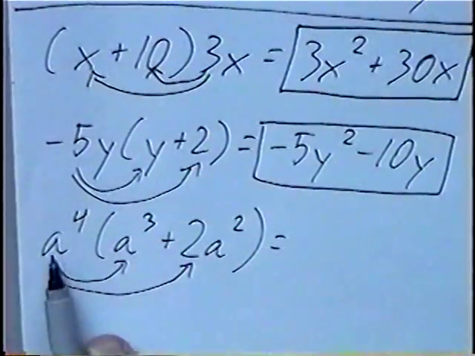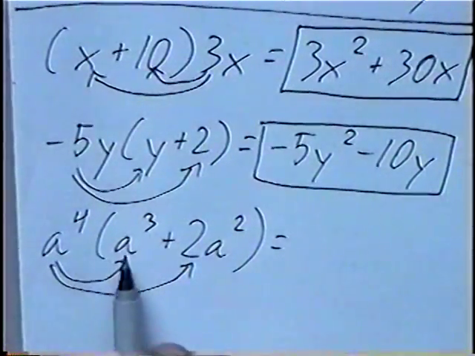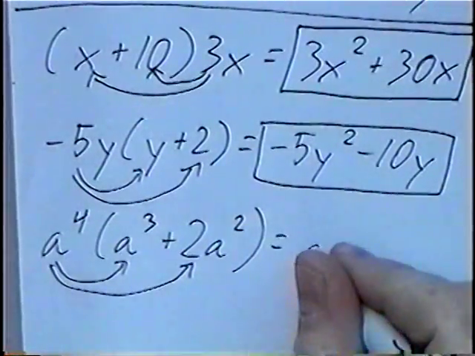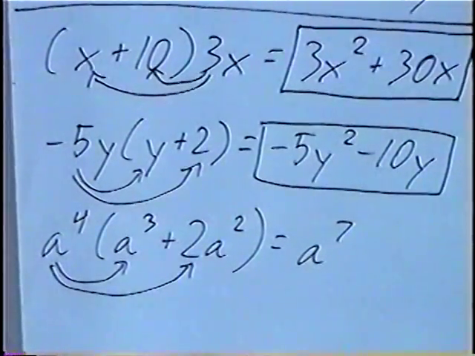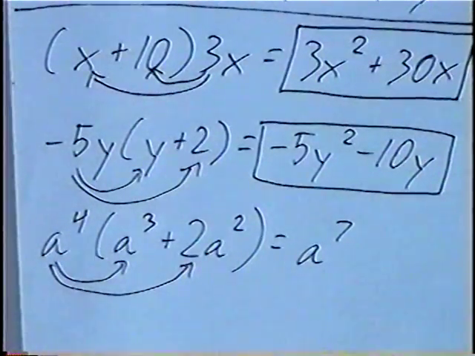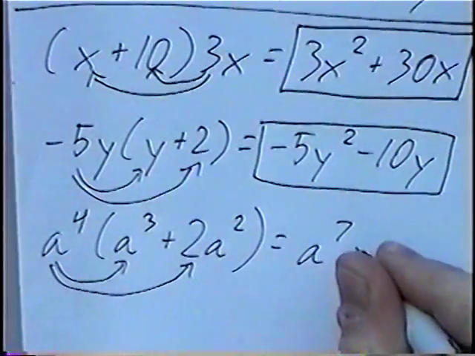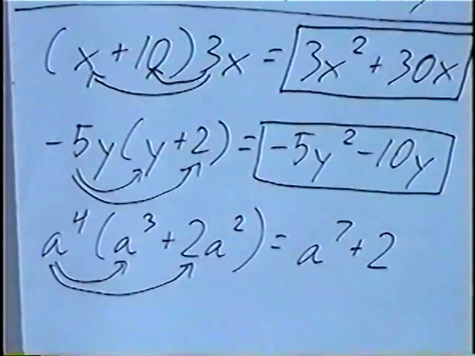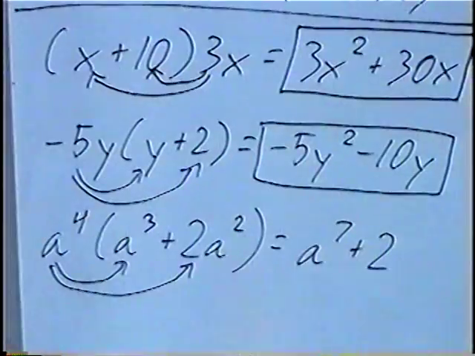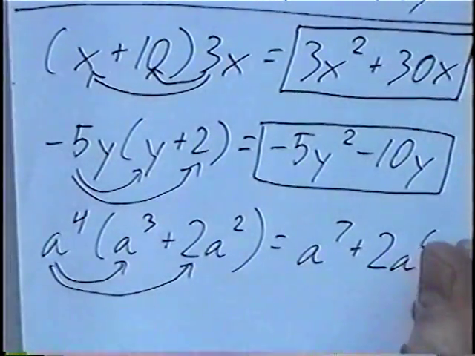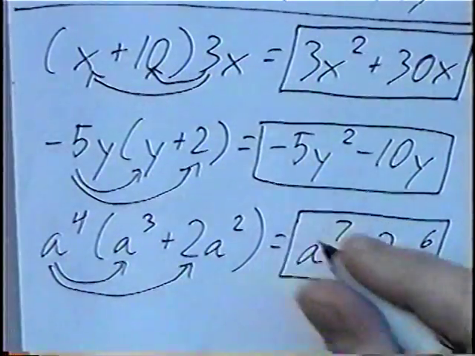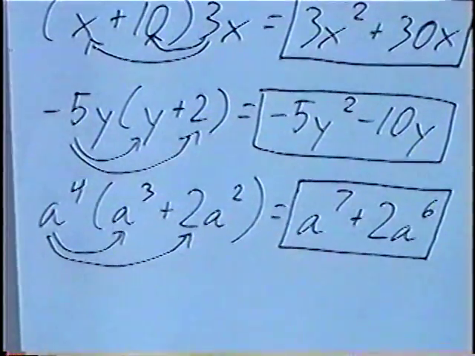Again, if you remember from our previous sections, a to the fourth times a to the third will be adding the exponents. That'll be a to the seventh. And a to the fourth times a positive 2a squared. Positive 2 will stay the same. And a to the fourth times a squared, adding the exponents again, we'll have a to the 6th. So the final answer, a to the 7th plus 2a to the 6th.